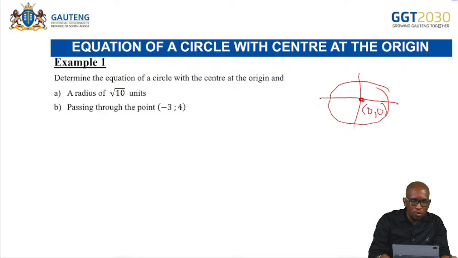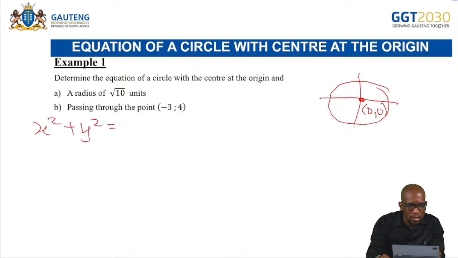Right, through example 1, they ask us to determine the equation of a circle with a center at the origin and a radius of square root 10 units. Now, if a circle is centered at the origin, then its governing equation in this case would be x squared plus y squared equals r squared.